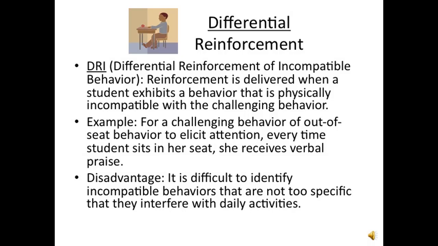Differential reinforcement of incompatible behaviors, also known as DRI, is when reinforcement is delivered when a student exhibits a behavior that is incompatible with challenging behavior.